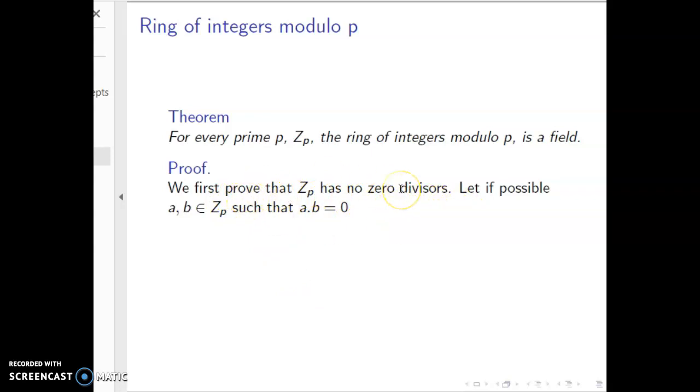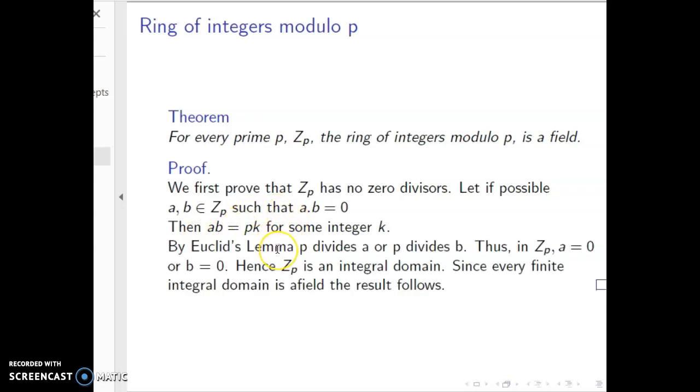Of course I know that Zp is commutative and has a unit element. So let me first prove that Zp has no zero divisors. Let, if possible, a and b belong to Zp such that a into b is equal to 0. Then I know that ab is equal to some multiple of p, that is, ab is equal to p into k for some integer k.